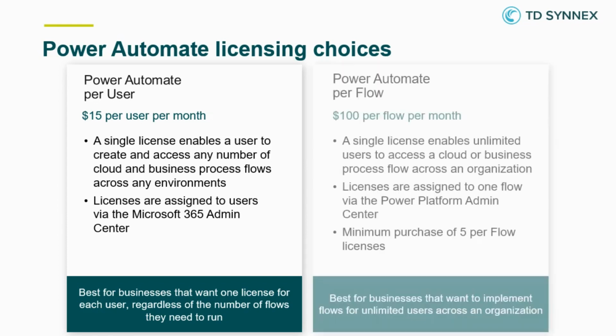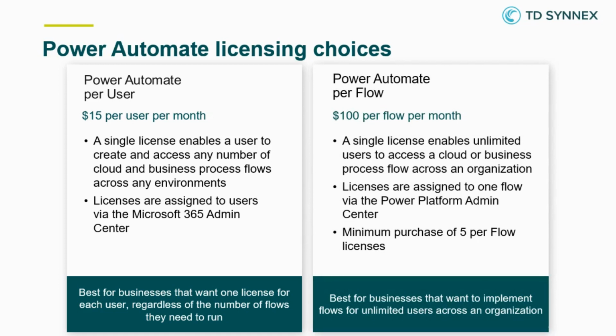Then we have the per flow license, which is a single license that licenses the flow itself and enables an unlimited number of users to access a flow across an organization. Licenses are assigned to a flow in the Power Platform Admin Center, and do note that there is a minimum purchase of 5 per flow licenses. And these licenses are great for businesses that want to implement flows for unlimited users across an organization. So let's take a look at a scenario to show you how this works.